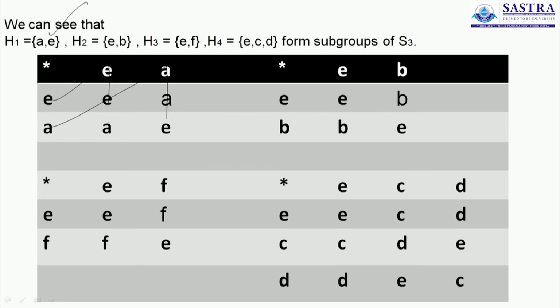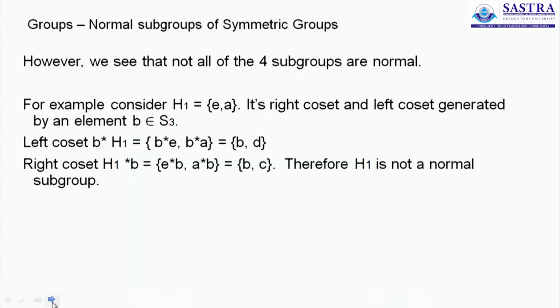A similar case can be found with H2, which is E and B only, and H3 which is E and F only. But H4 is also a subgroup where I pick C, D and E. C and D are inverses of each other. E is its own inverse, the set is closed. Therefore we have 4 subgroups of S3, and our discussion towards the end of this class is to find out which of them are normal subgroups.